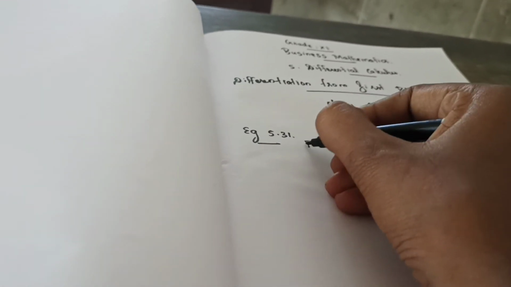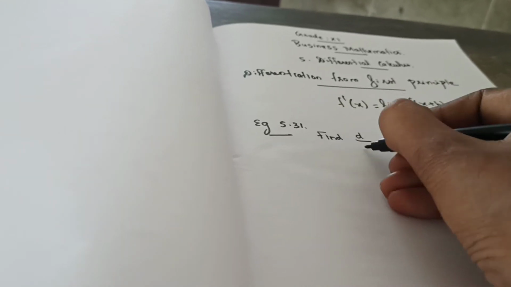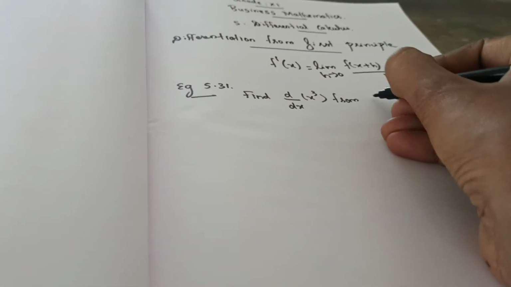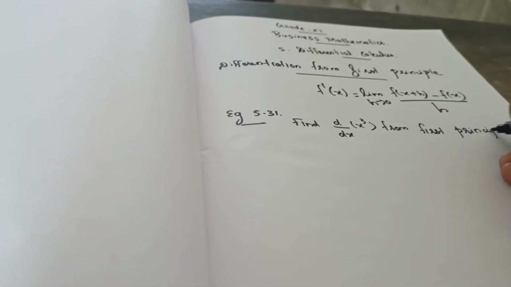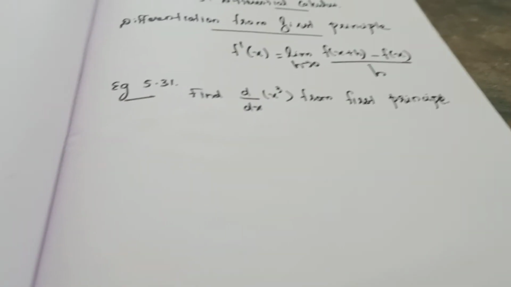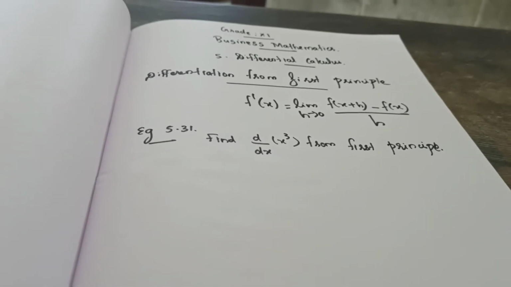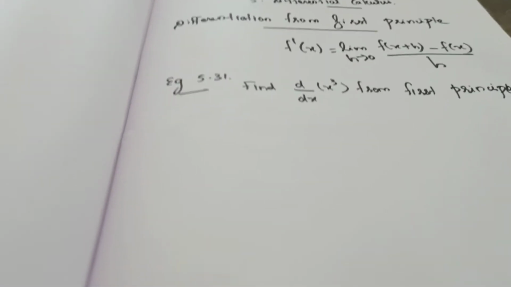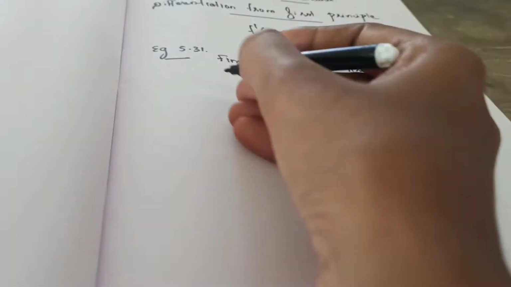Example 5.31. Question is, find d by dx of x cube from first principle. What's the question? Find d by dx of x cube from first principle. We will use first principle here. Okay, so I am considering this as f of x.